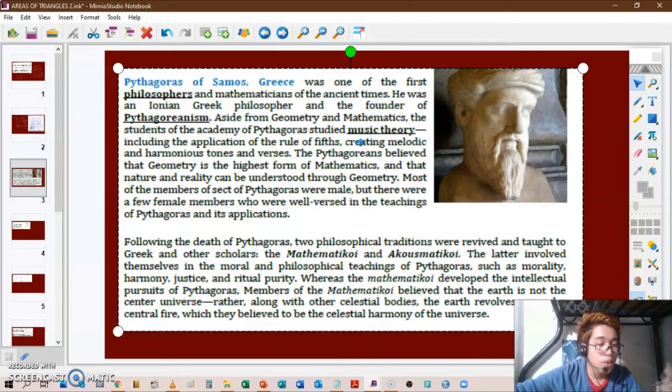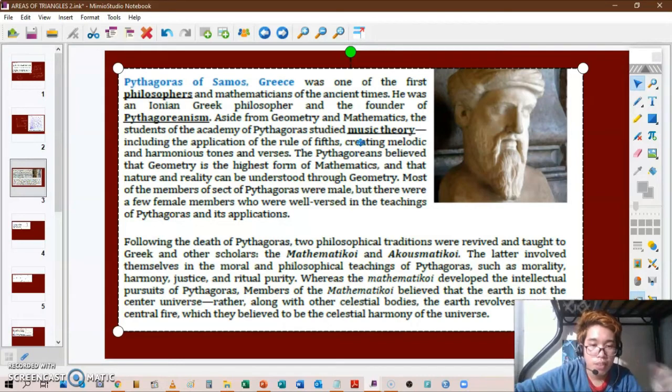Following the death of Pythagoras, there were two schools that were created by his students: the mathematikoi and the acousmatikoi. The acousmatikoi were more the religious part of the academy, wherein they followed the religious teachings of Pythagoras, keeping alive the oral traditions through oral discussions. That's why they're called acousmatikoi, from the word acoustics.